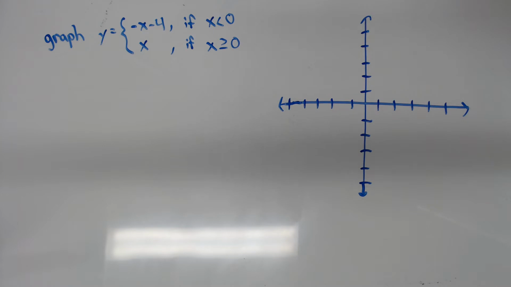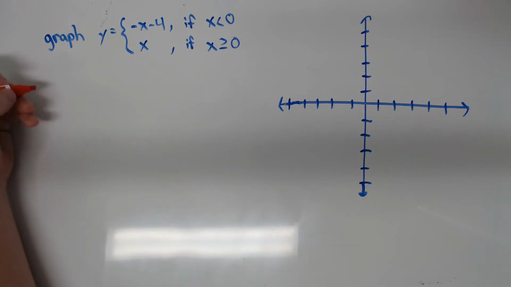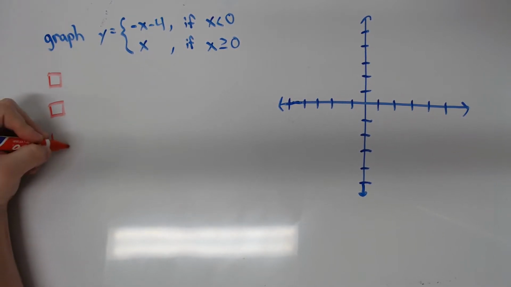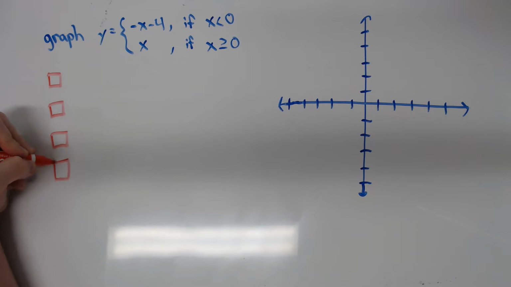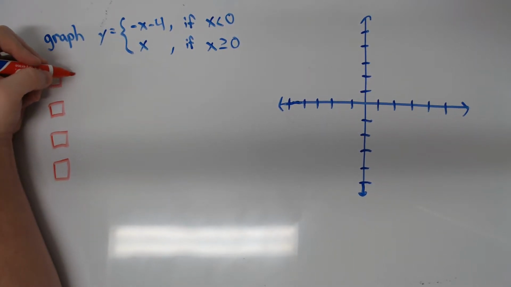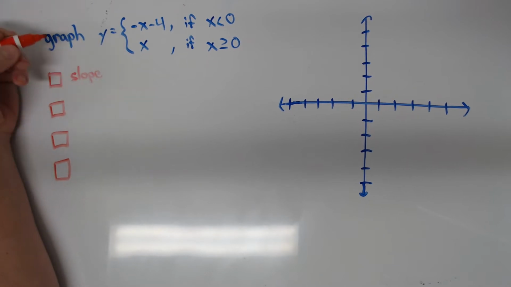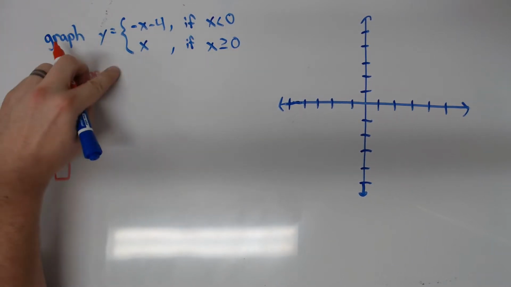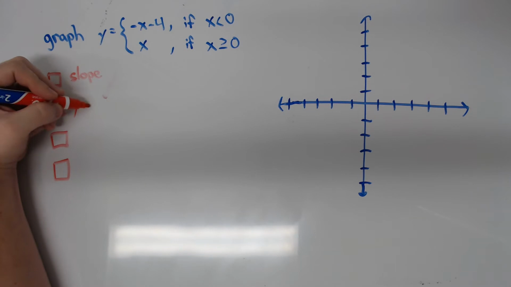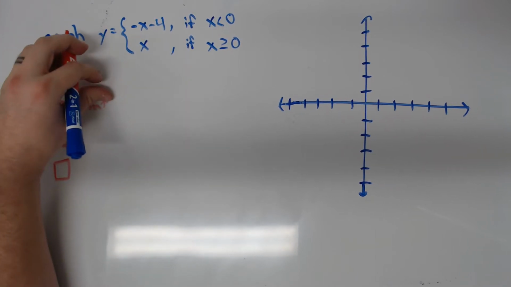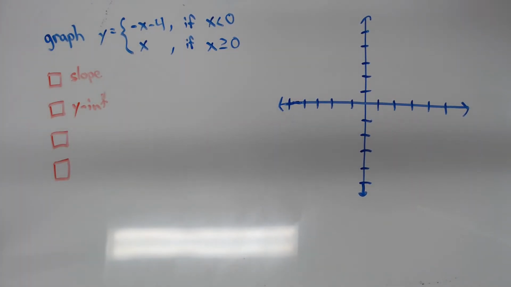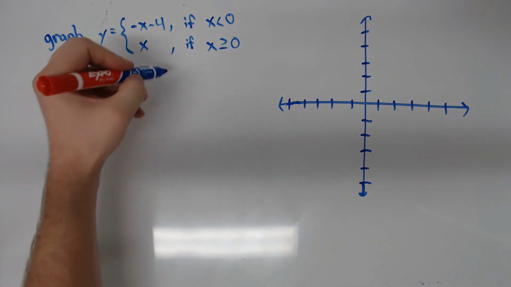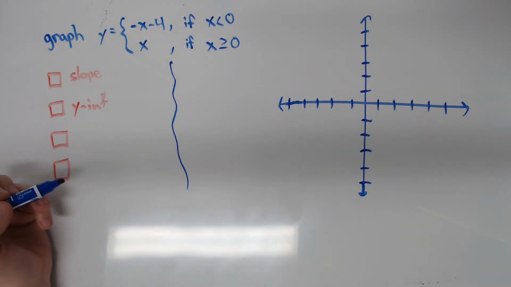Now we have to do something a little more complicated, which is graph this. So there's this little checklist we're going to make. It's 4 items long. 2 of them are normal. We need the slope and the y-int. That should be relatively easy for both of these. We've been doing this for a while now.